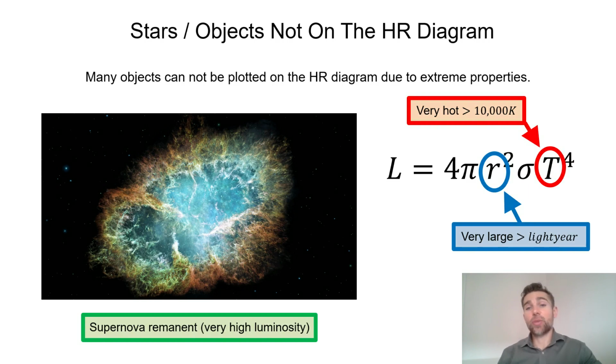Now, these don't appear on the HR diagram because, again, they can be very hot, but it's also their size. These are very large, and these will be on the order of light years in size. So it gives them extremely high luminosity because they're so big. So these don't appear on the HR diagram. Plus the HR diagram is for stars. This is technically not a star.